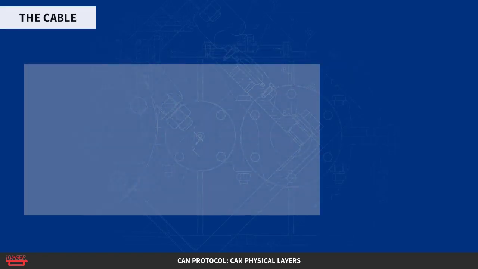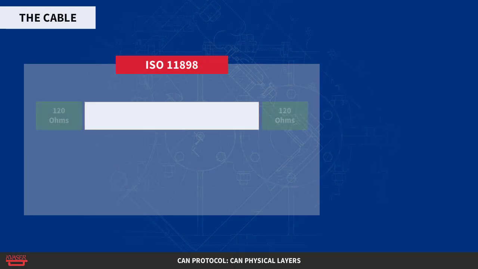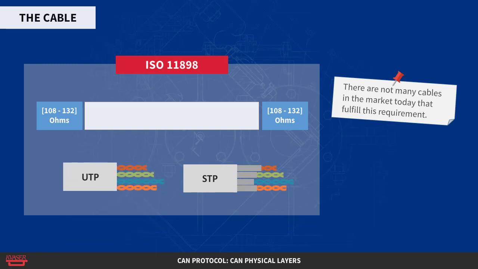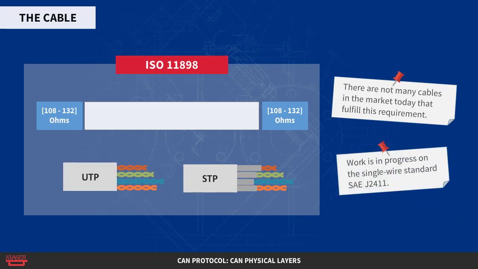The cable. ISO 11898 prescribes that the cable impedance be nominally 120 ohms, but an impedance in the interval of 108 to 132 ohms is permitted. There are not many cables in the market today that fulfill this requirement. There's a good chance that the allowed impedance interval will be broadened in the future. ISO 11898 is defined for a twisted pair cable, shielded or unshielded. Work is in progress on the single-wired standard SAE J2411.